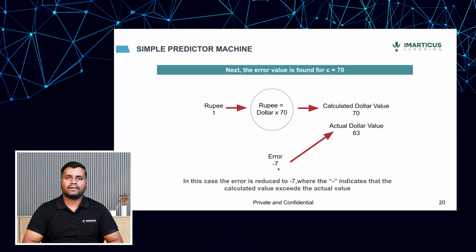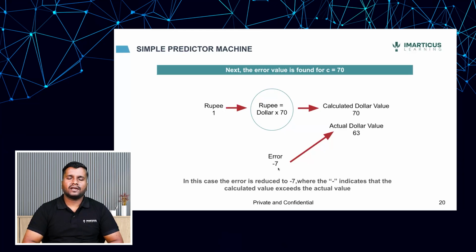Now we'll go to the next level, where we know that there is a lag and still we are not up to the mark. There is an error of 3 units and we want to minimize this error and make a correct prediction. So we will change C to 70. When C is equal to 70, rupee is equal to dollar into 70, and it comes around 70, but the actual value is 63, and that is where we get an error of -7.